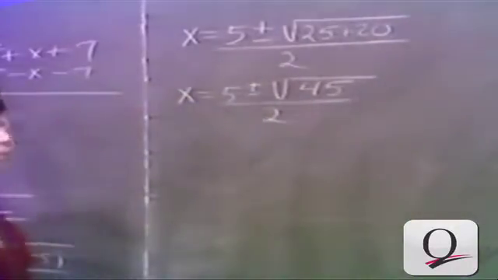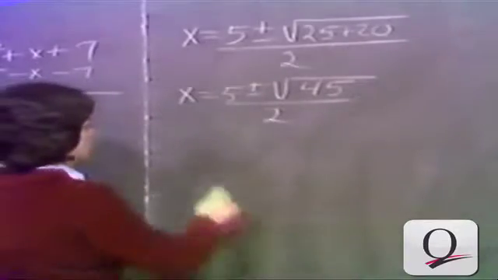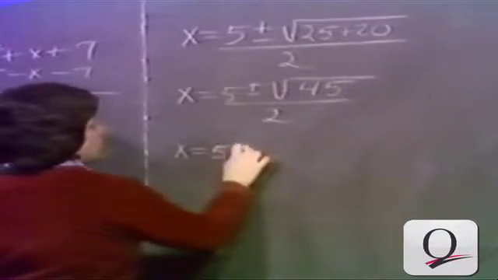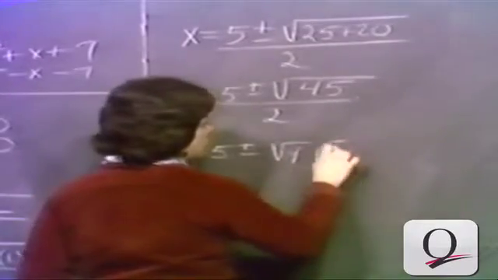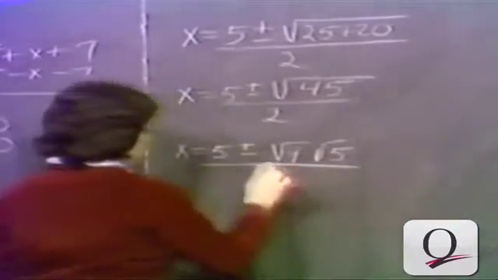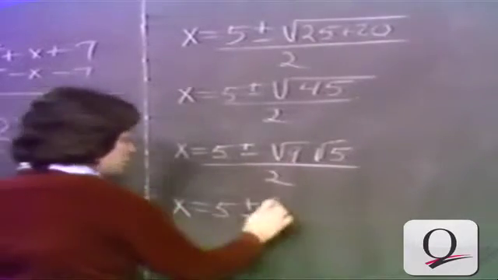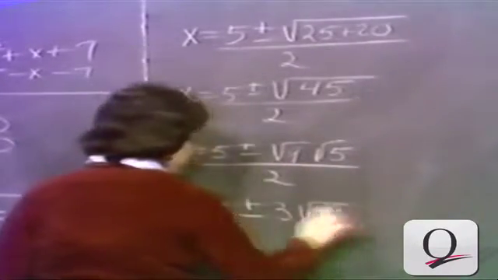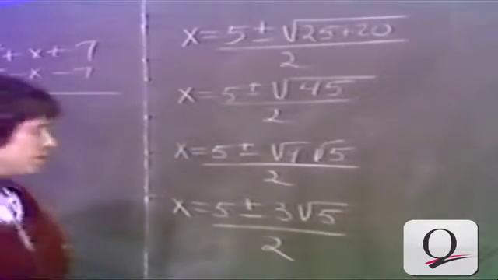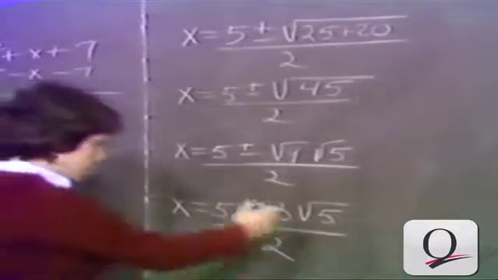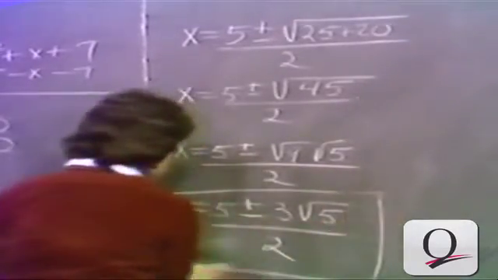And if we would like to put this in simplest radical form, we could write 45 as 9 times 5. So this is the square root of 9 times the square root of 5. So we get x equals 5 plus or minus the square root of 9, that's 3, the square root of 5 over 2. So x equals 5 plus 3 the square root of 5 over 2, and x equals 5 minus 3 the square root of 5 over 2. We get 2 solutions.